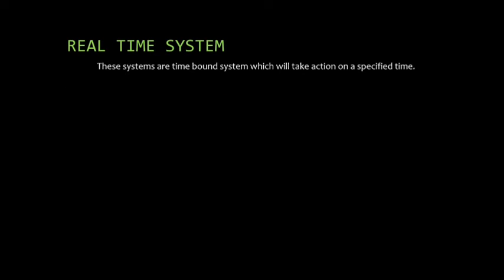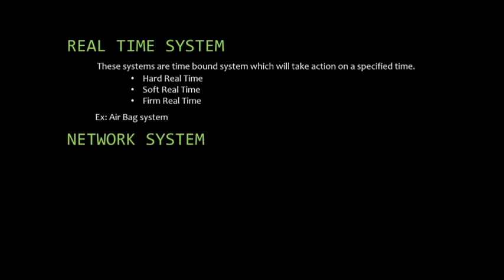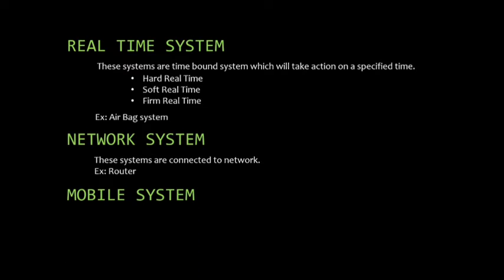Real-time system: these systems are time-bounded systems which can take action at a specified time. There are three types of real-time system: hard real-time system, soft real-time system, and firm real-time system. Example, airbag system. Next, network system: these systems are connected to networks. Example, router. Next, mobile system: these systems are called mobile systems because they are movable. Example, robots.